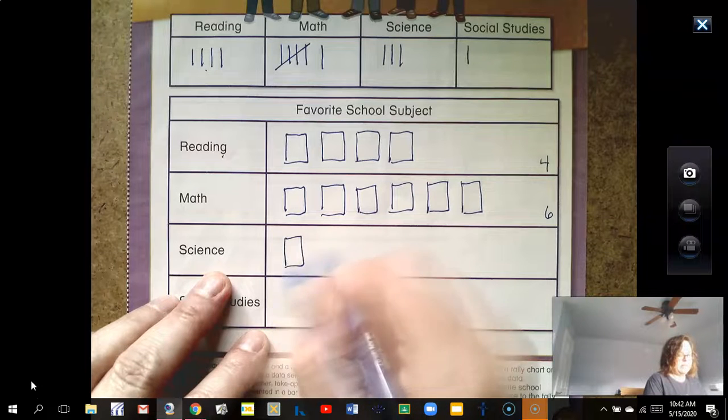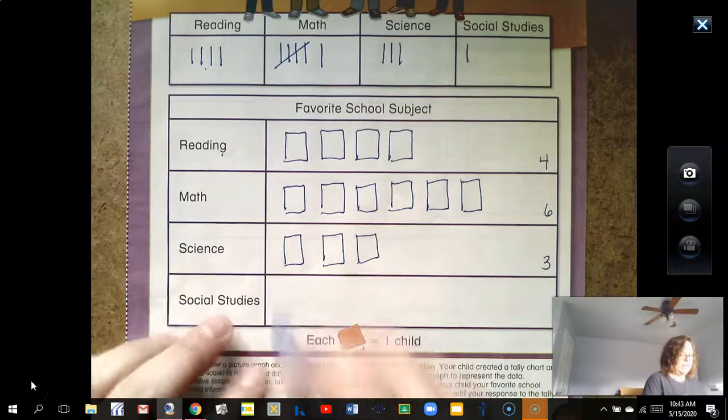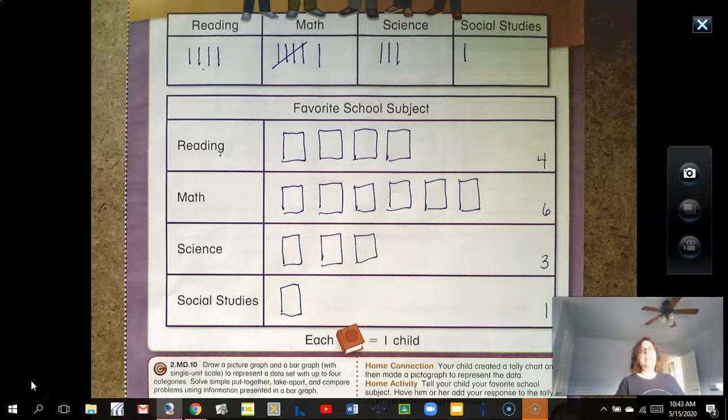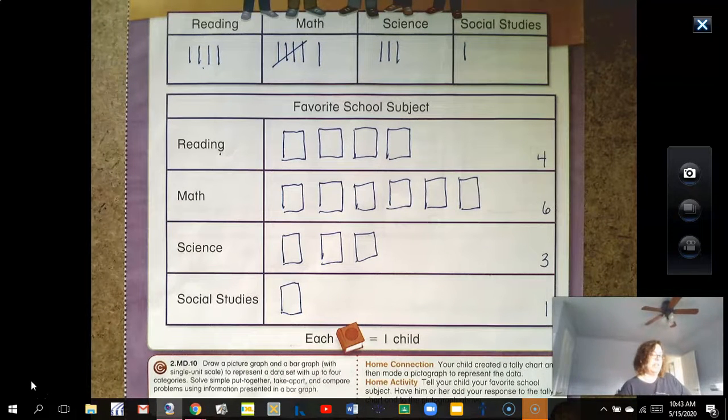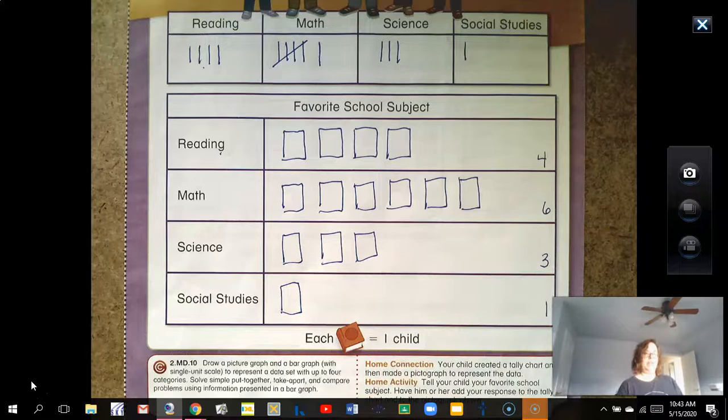Science, 3, social studies 1. And now my pictograph is done. So which subject was the favorite? Math. There were 6 books.